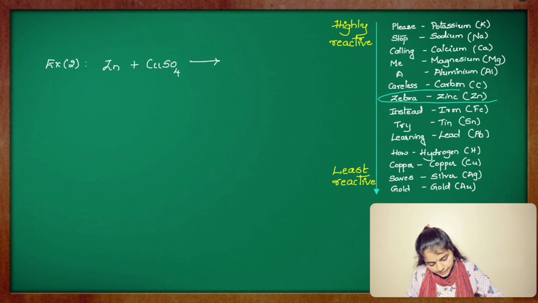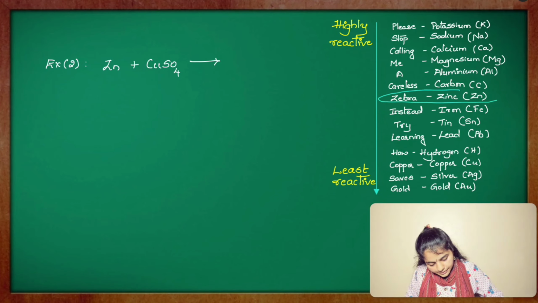So can silver displace copper? No, right? Because metals present at the top of the reactivity series can displace metals at the bottom. Among copper and silver, copper is highly reactive. So silver cannot displace copper from copper sulfate solution, and this reaction is not possible. Here I can write no reaction. I hope this is clear.